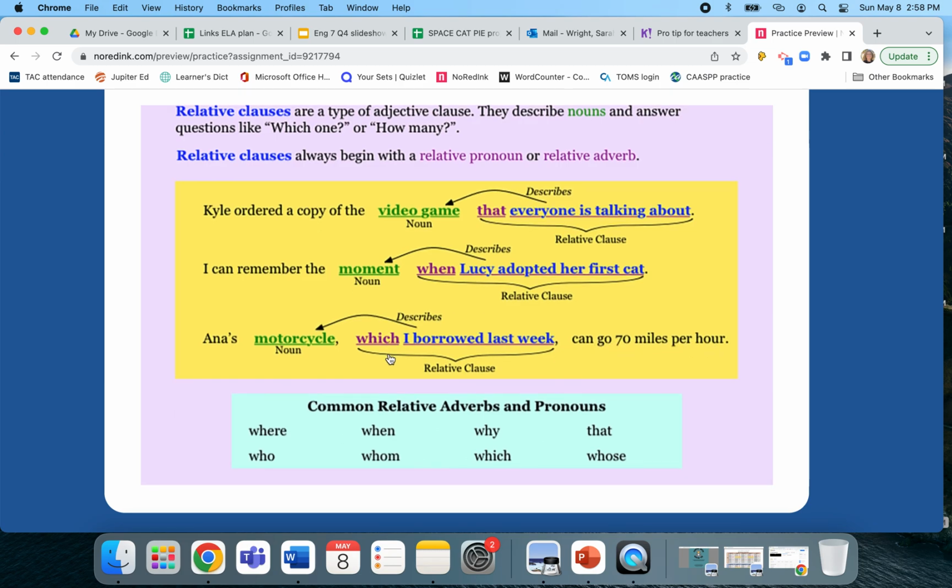So most of the time when you have one of these little relative clauses and it's sandwiched in the middle of the sentence, right? Because this is the subject, Anna's motorcycle, and then the verb is go, like can go, and this is in the middle, then that's why it takes the commas.